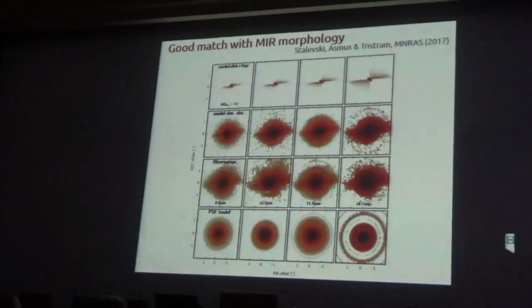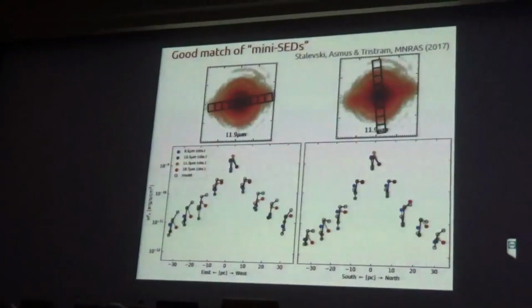So these are the corresponding, again, observations, PSF, model images and simulated observations, and you can see we have a quite good match at all wavelengths. Then we went a step further, and from these images we made kind of mini SEDs, so we extracted photometry for different positions, for different apertures along the bar and perpendicular to it. So this here is the SED from this central aperture, and then to the north and to the south, and here to the east and to the west.